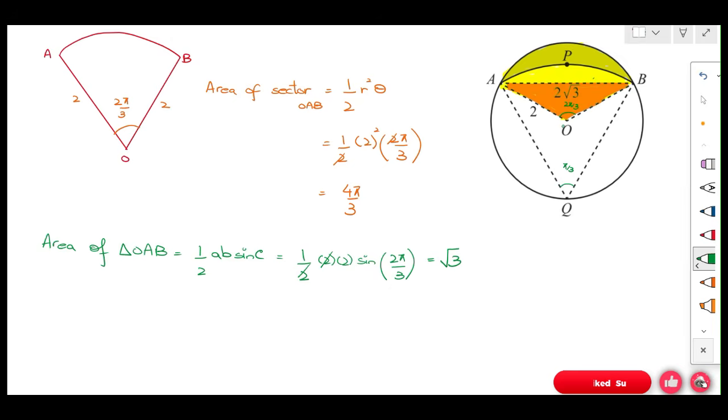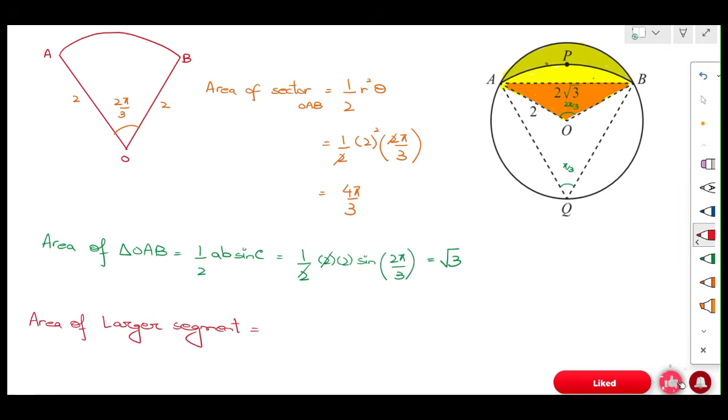OAB, the blue one, the yellow one, and the area of the triangle. Now we need to figure out the area for this segment, the larger segment. How can we solve the area of this segment? From the whole sector area, if you subtract this area, you will get the segment area, right? Okay, so here we can say area of larger segment.